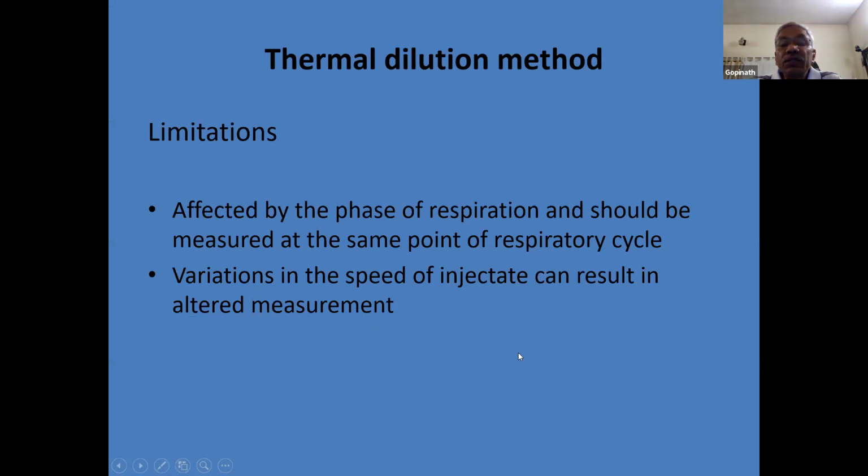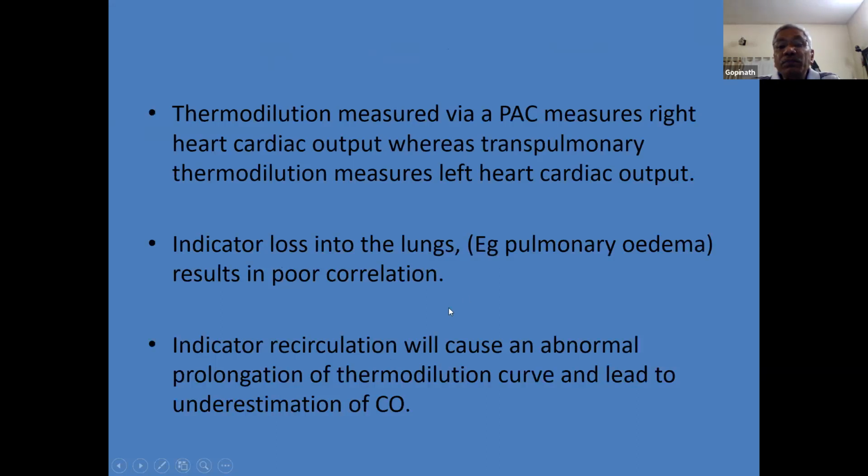There are some limitations to using the thermodilution method. It is affected by the phase of respiration, so the point at which you inject matters, and you have to repeat it at the same point of the respiratory cycle. The speed of the injectate can also alter the measurement. Thermodilution with the PAC generally measures the cardiac output of the right heart, whereas transpulmonary thermodilution, where there is transport across the pulmonary bed, measures left heart cardiac output.